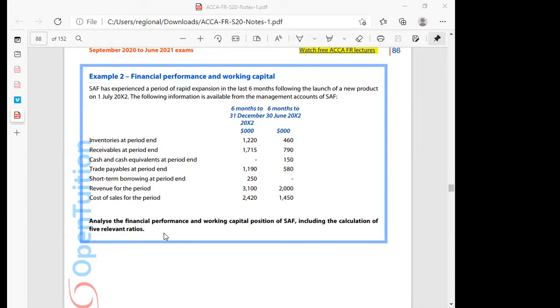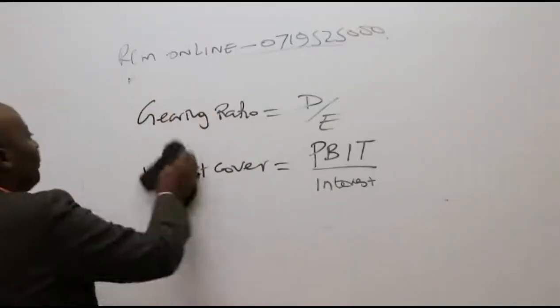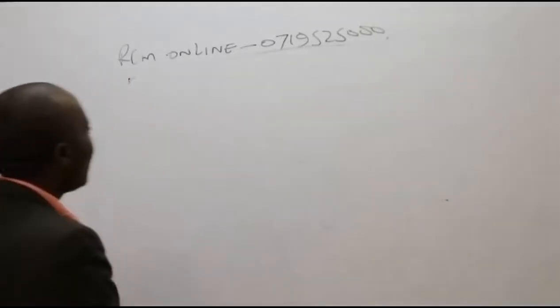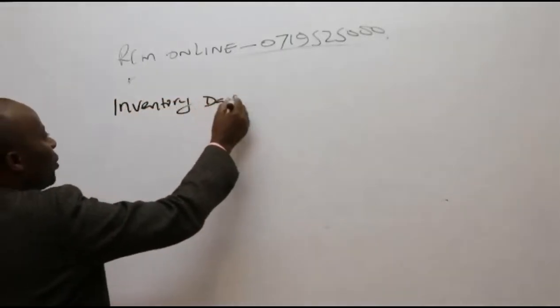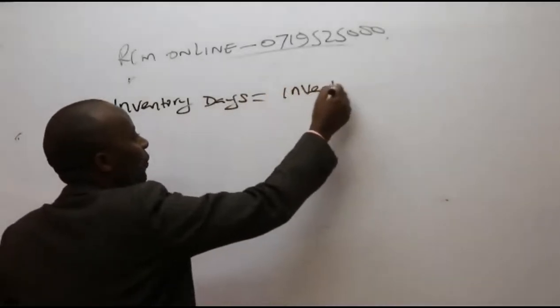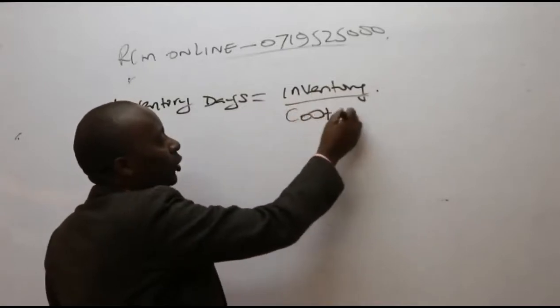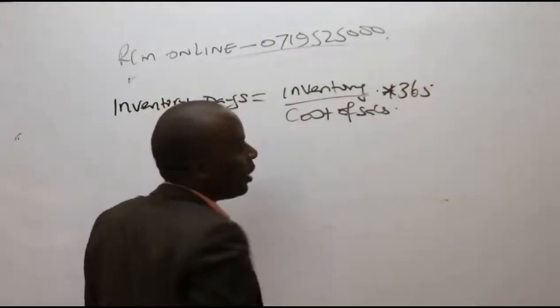relevant ratios. The first one that I'm able to see up there is the inventory period, inventory days, because I'm able to see inventory at period end. So I'll start by calculating the inventory days. That's quite easy. 5 ratios, I'm going to pick them very easily. So we start with inventory days. What do we have? We have inventory, and of course, it's not lost on me that inventory is normally found under cost of sales. Inventory over cost of sales times 365.